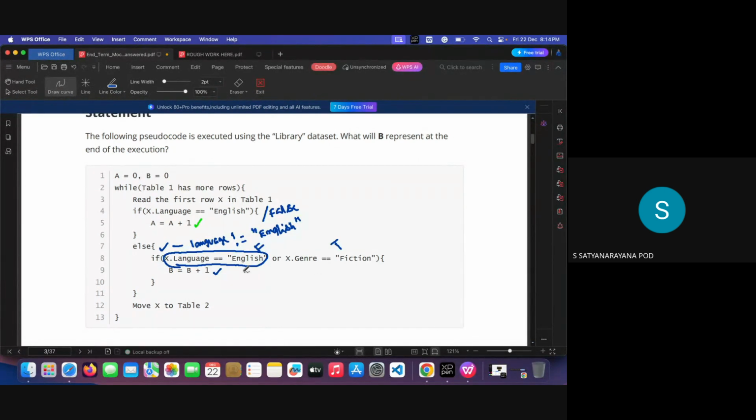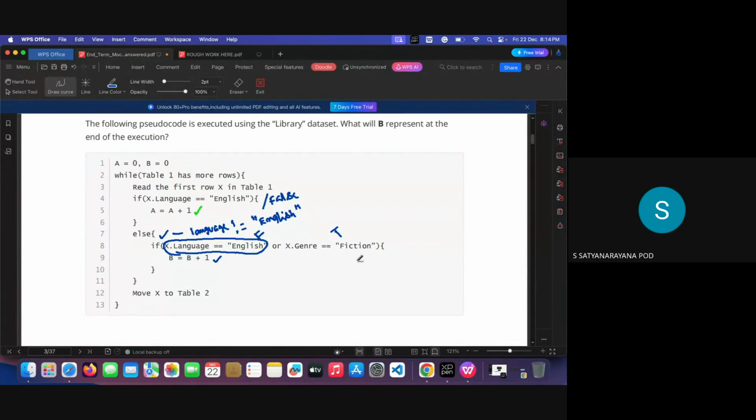For example, we are sure it is other than English. If the genre is comedy, B is not increased. So B is increased if and only if the book is published in a language other than English as well as the genre is fiction. Okay, so now let me see what the options are.